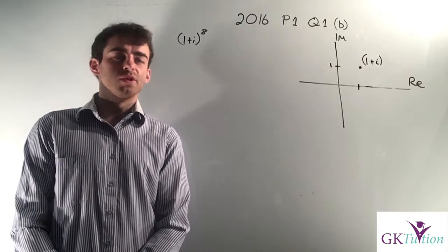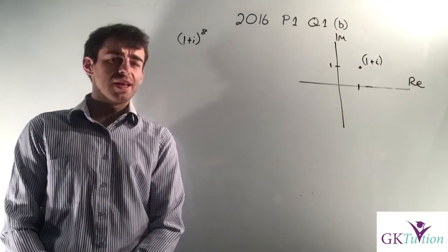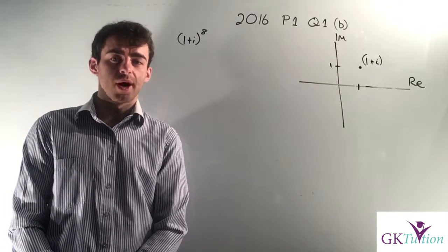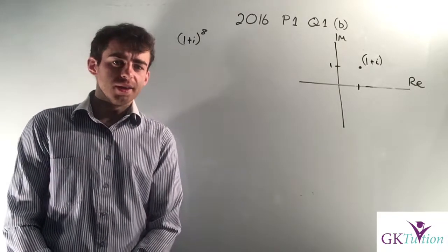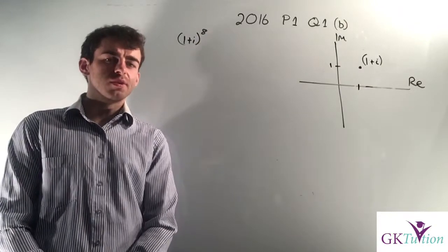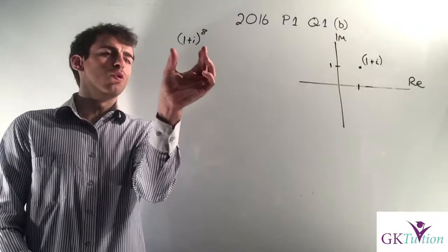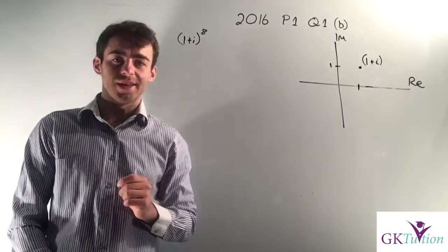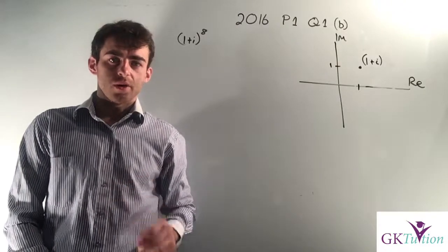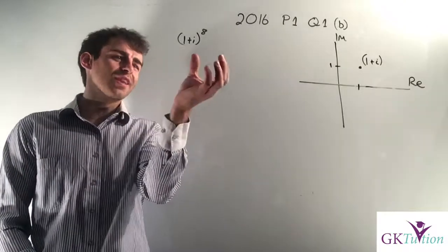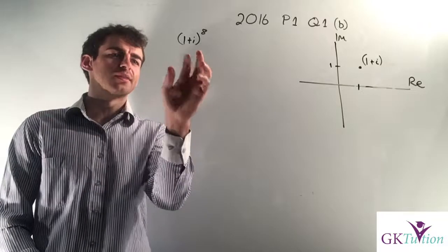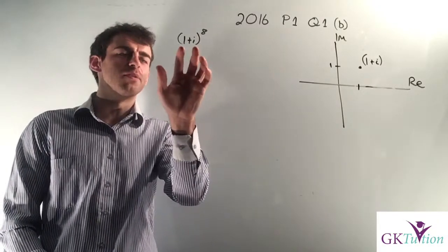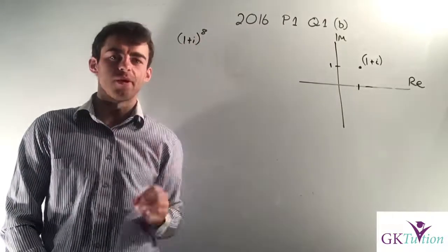Now the question I've chosen to go through here is 2016 Paper 1 Question 1 Part B. In this question we're asked to use De Moivre's theorem to find (1 + i)^8 in its simplest form. Okay, so I just want you to be aware that technically there are two different ways of simplifying (1 + i)^8.